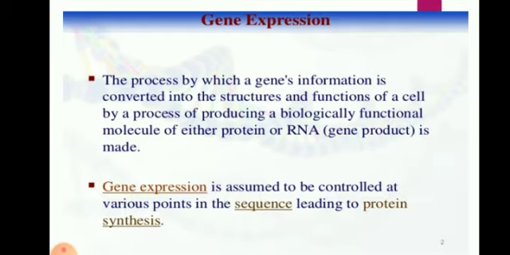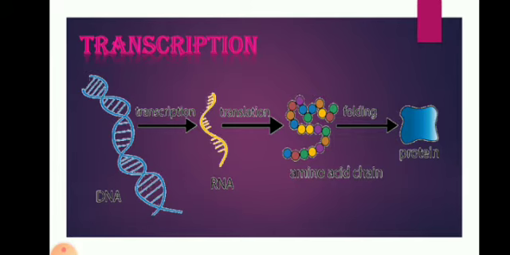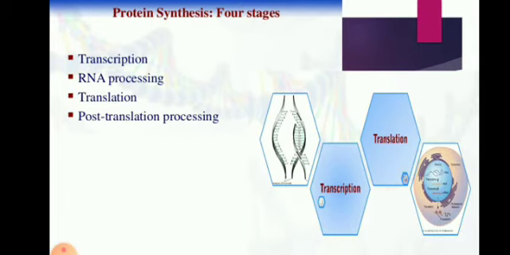Gene expression is controlled at various points in the sequence leading to protein synthesis, so it is not an unattended process. First of all, in gene expression, the first very important stage is transcription. You can see here, DNA is transcribed into RNA, and RNA then translates the messages of DNA into amino acids, and then the amino acids are folded into the required protein. So protein synthesis is also called the central dogma.